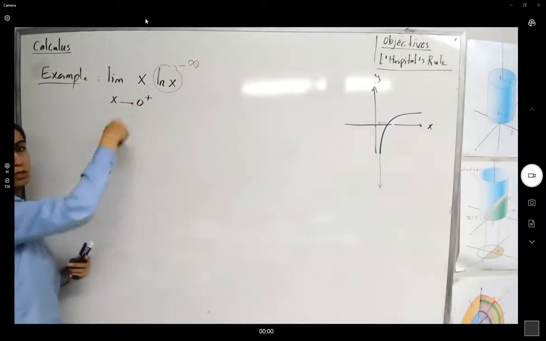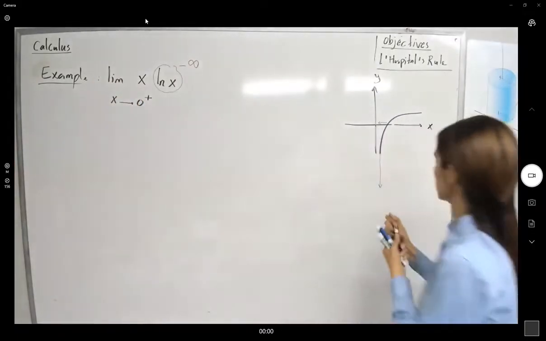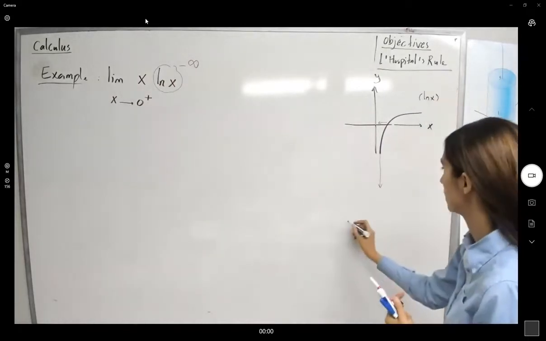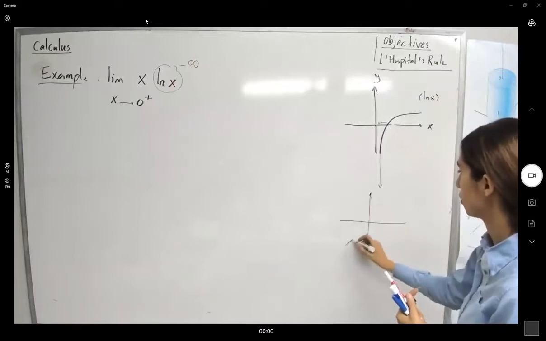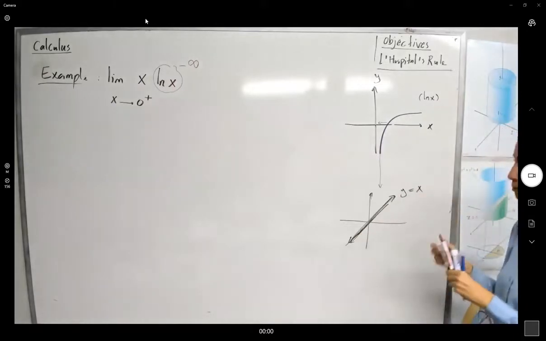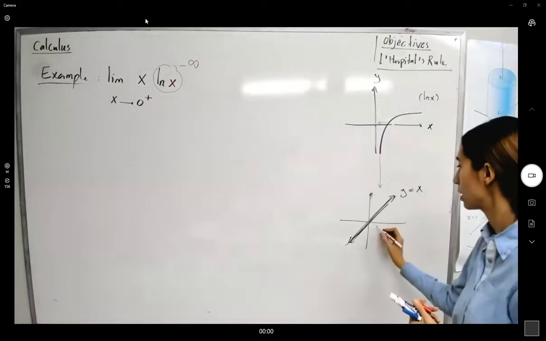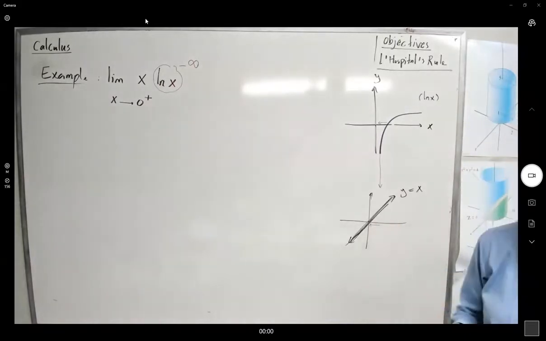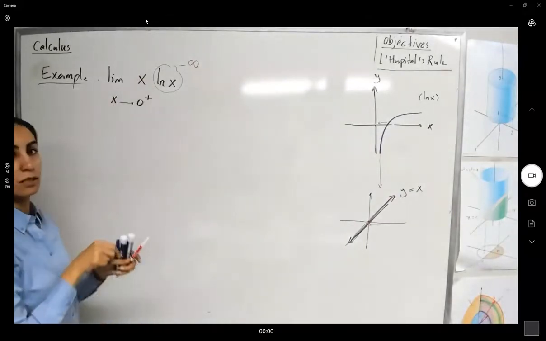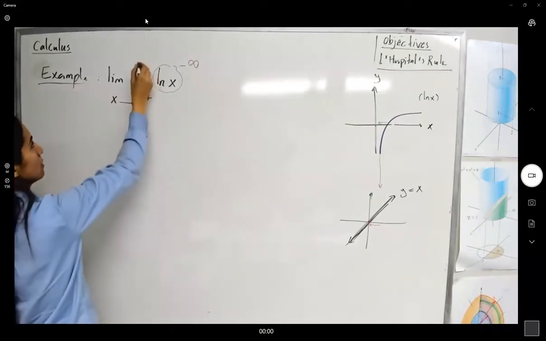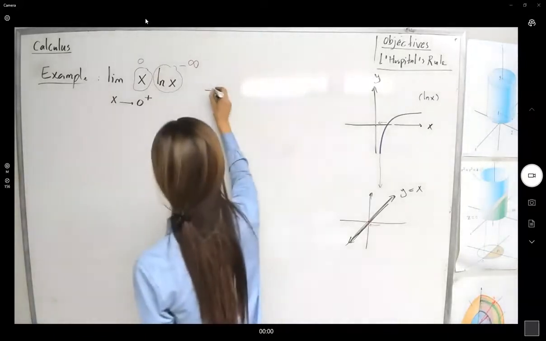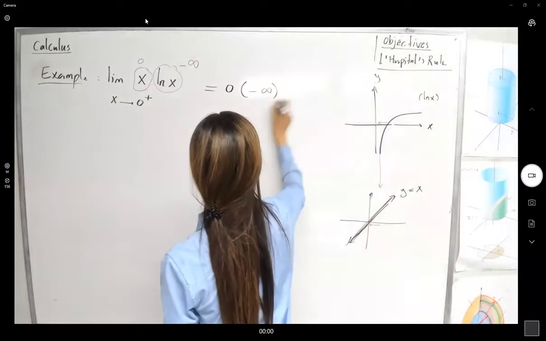Well, this other guy is just the line y equals x. So this is ln of x, and the next graph is the graph of y equals x. As I'm going toward 0 from the right-hand side, my y value goes to 0. So what I have is 0 times negative infinity. But what is the value of 0 times negative infinity?